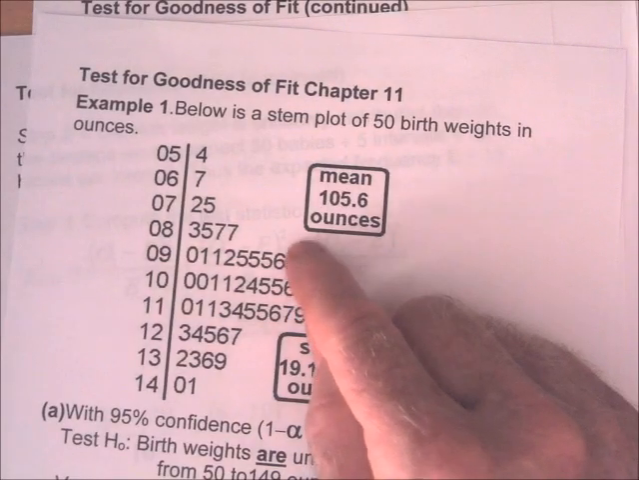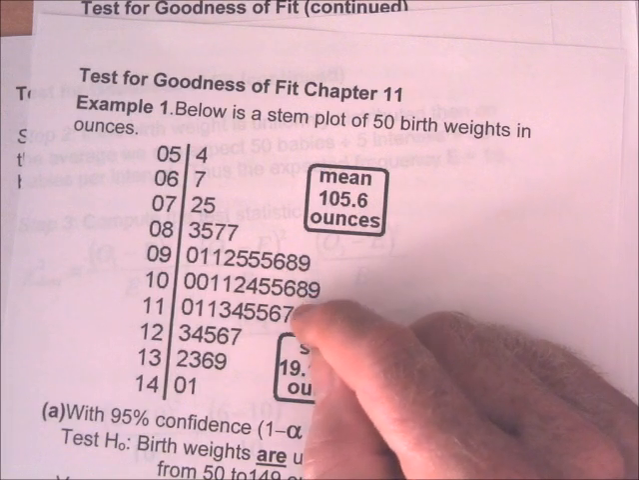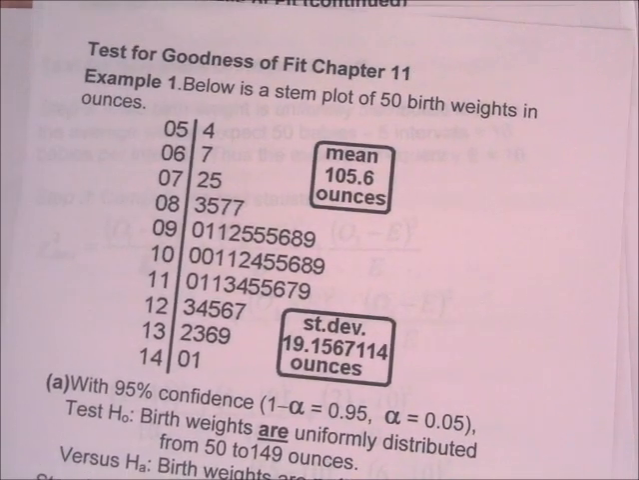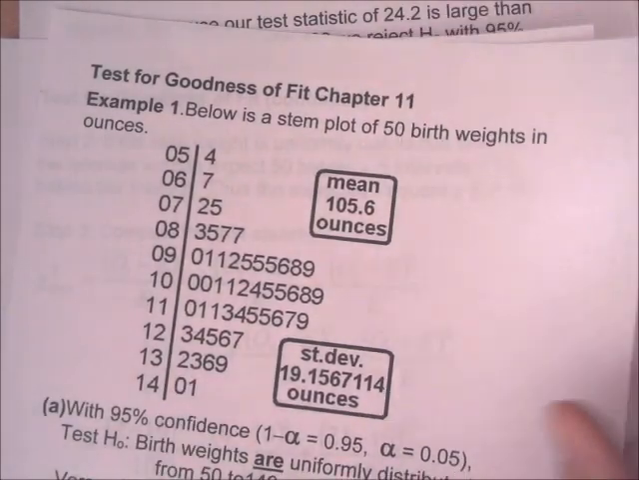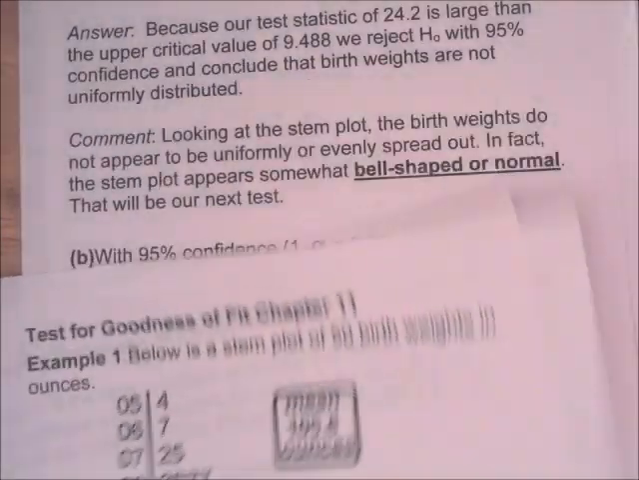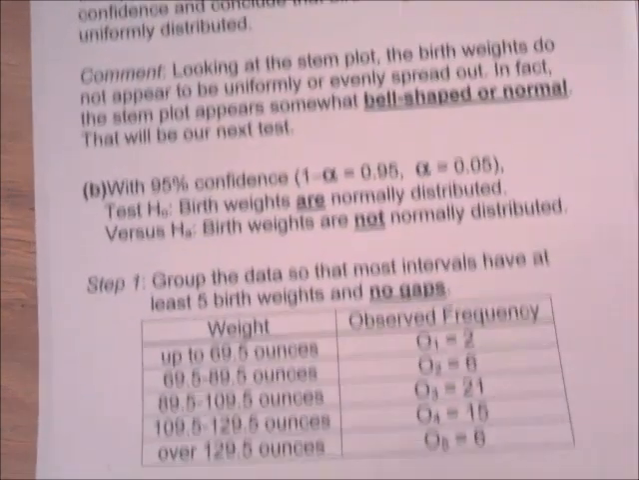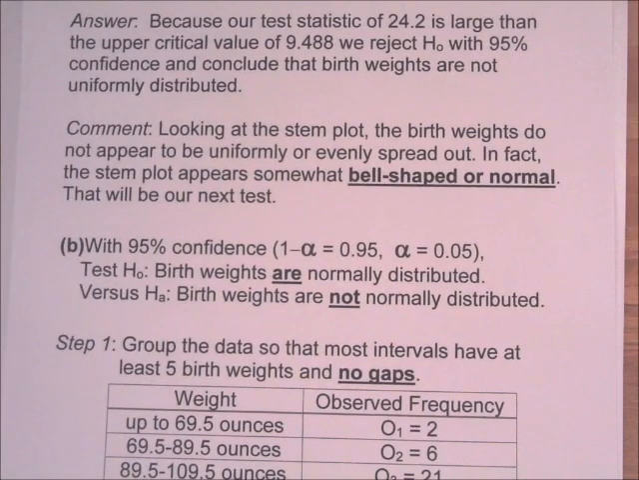They look like they have a lot of babies between 90 and 119, and then a few babies on either side. They don't look like they're evenly spread out, and they look more like a bell. Let me turn it sideways here. It looks like they might fit a bell-shaped graph. So that's the next test that we're going to do. We're going to test whether these are normally distributed, which means they would have a bell-shaped graph.